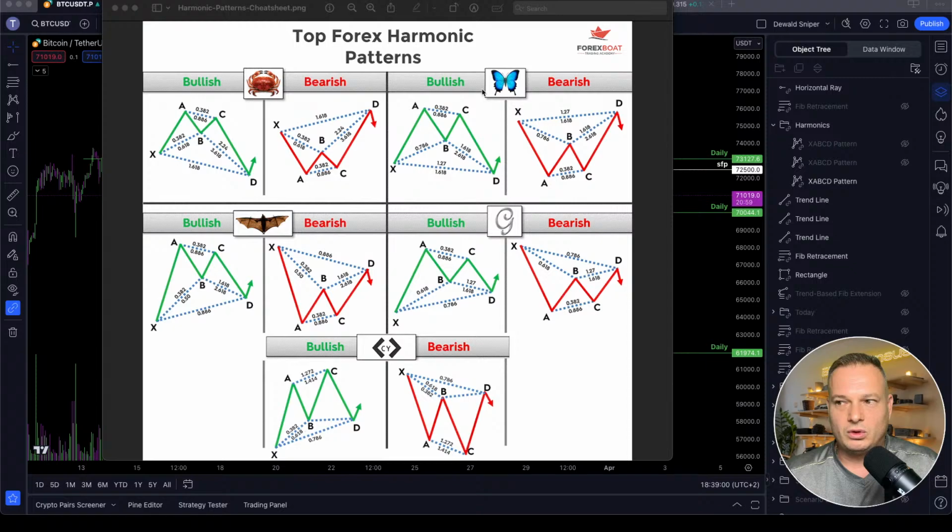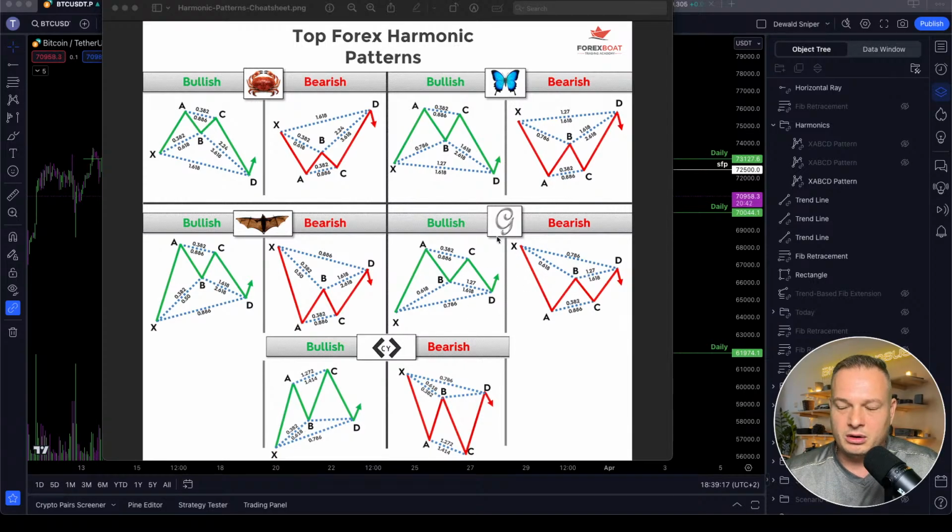So the first one on the list is here, the Gartley. You'll see that it has rules. It has an X, A, B, C, D point that I've just highlighted here. This is the bullish one, and this is the bearish one. The levels are exactly the same. They just flipped around.